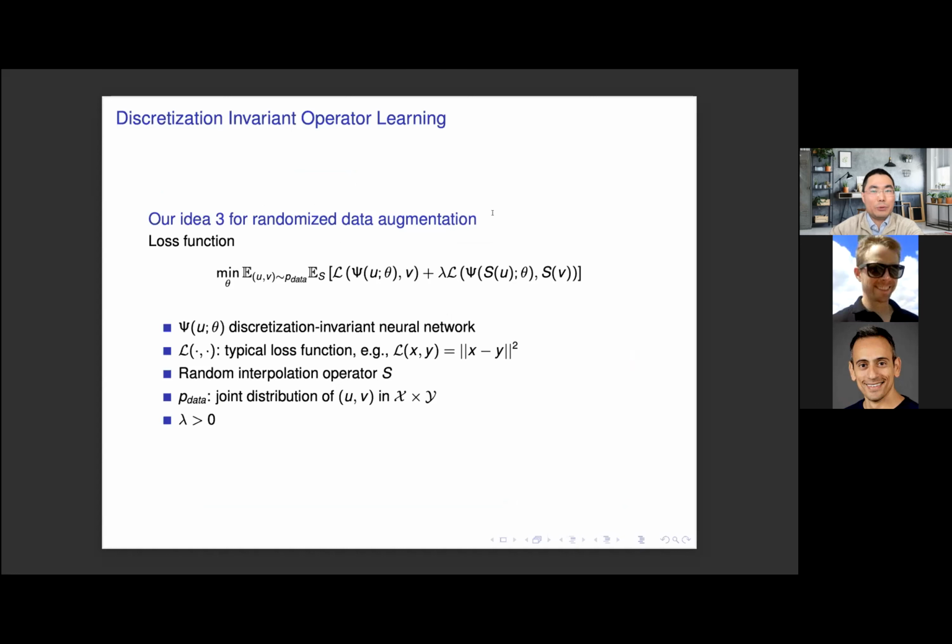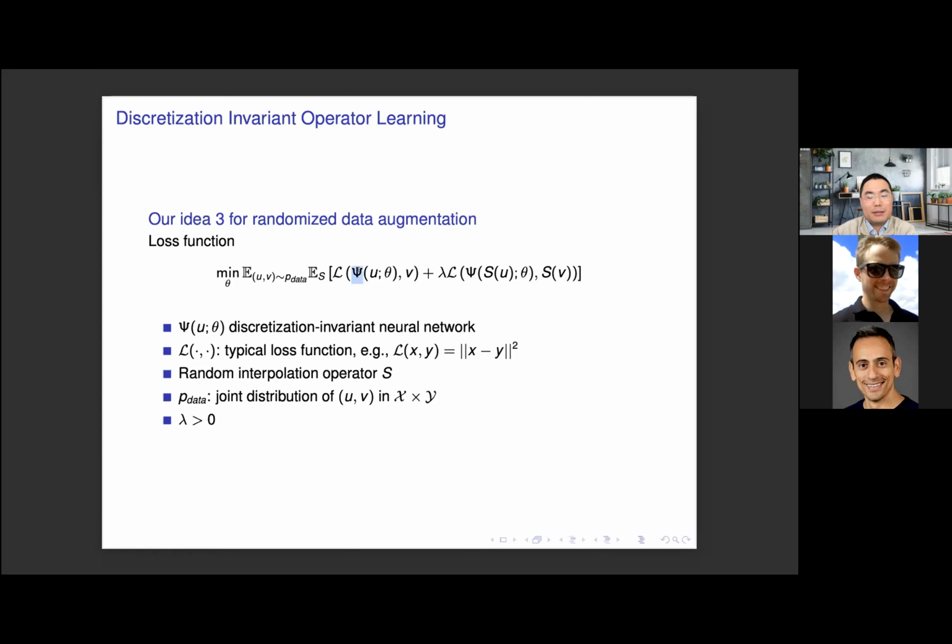And the third idea, which is also a key idea in our algorithm to achieve discretization invariance, is to do data augmentation. It is kind of difficult to believe that if you just train a neural network using a fixed discretization format, then you can get good generalization to other discretization formats. At least when I did this problem, it was quite challenging for me to accept this fact. So this motivated me to think about some idea that can make it easier to accept this fact, which is to do some random data augmentation. The idea is very simple.